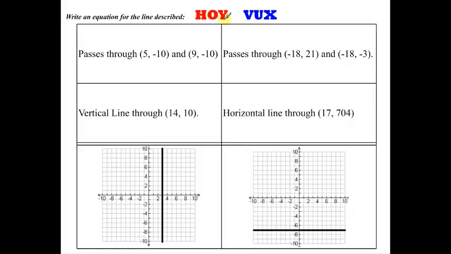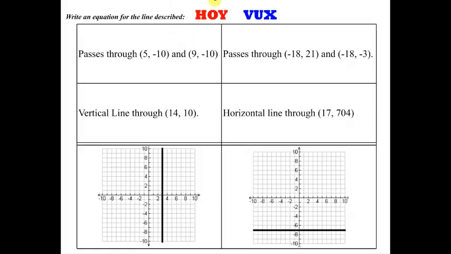You might want to write that in your own notes. HOY VUX: horizontal, slope is 0, y equals is our equation. Vertical, slope is undefined, and x equals is going to be the way we'll write equations. That's what we're going to do: write equations for the lines that they describe.